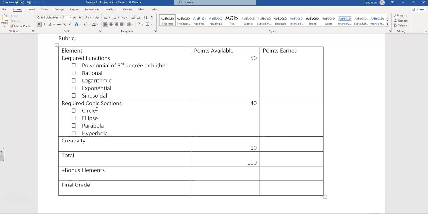Yes. Could a polar equation count as a sinusoidal equation if we sign the polar equation? No, they'll be separate. They'll be separate.